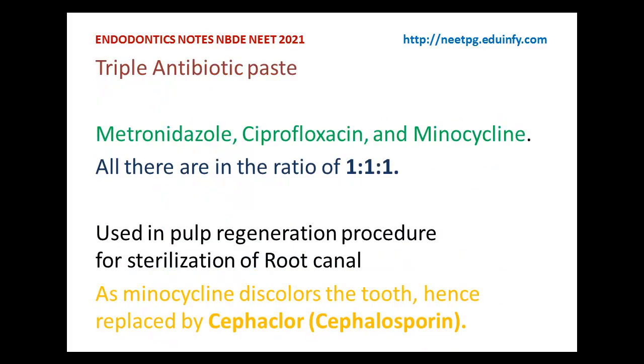Another one is the triple antibiotic paste. It's a combination of metronidazole, ciprofloxacin and minocycline. These are in the ratio of 1:1:1. Used in pulp regeneration procedure for sterilization of root canals. Minocycline discolors the teeth, so it can be replaced by cephalosporin.